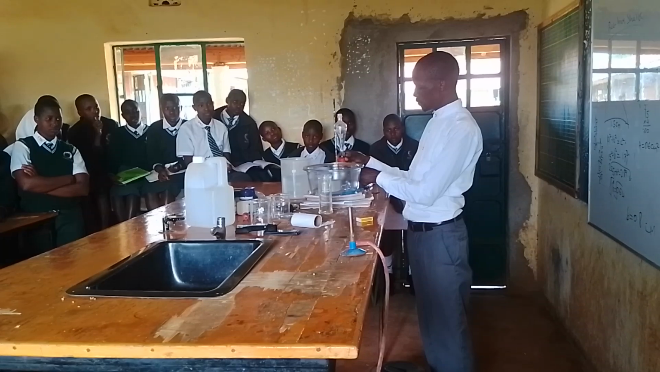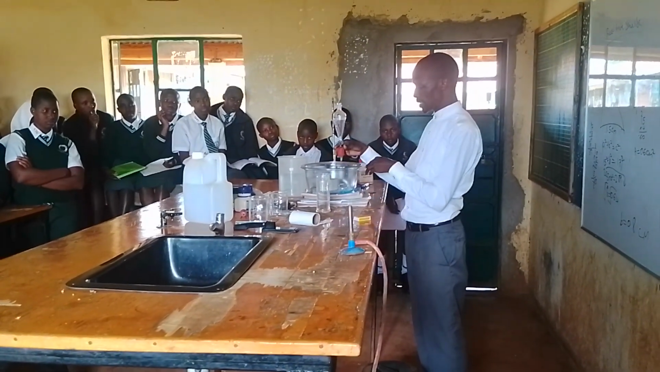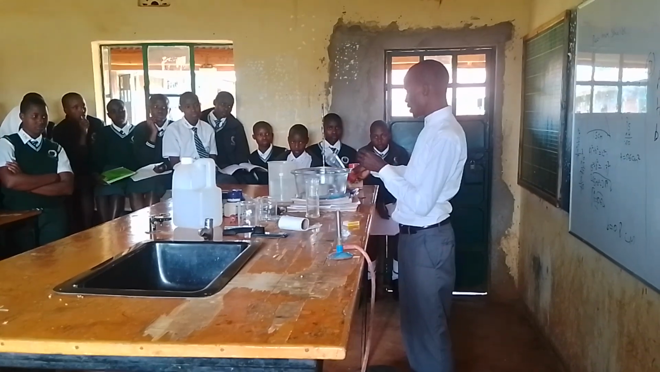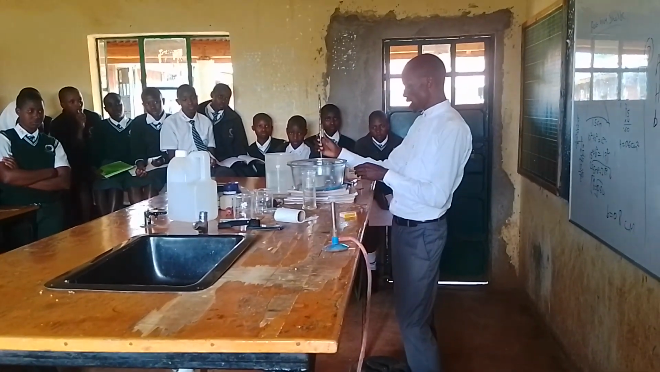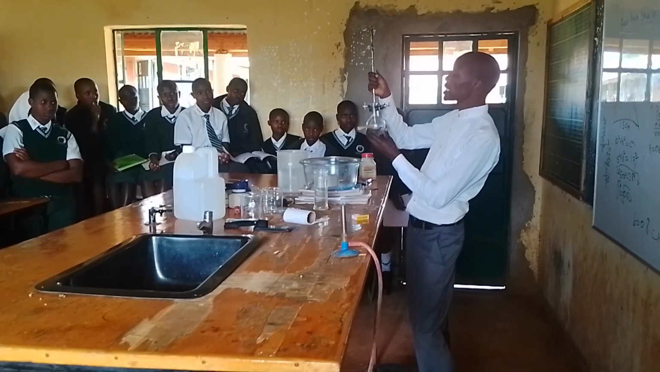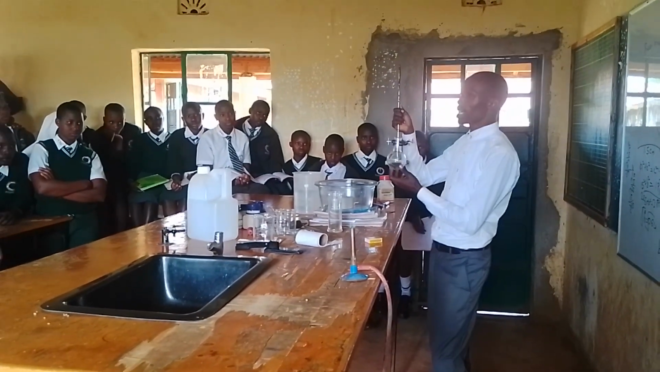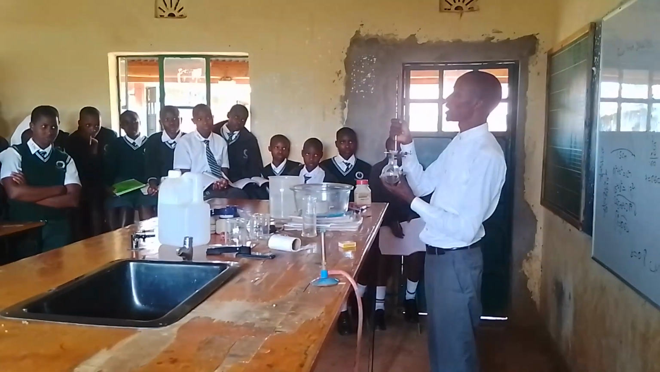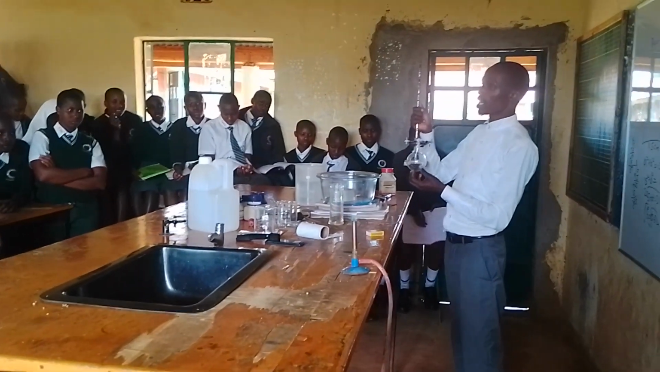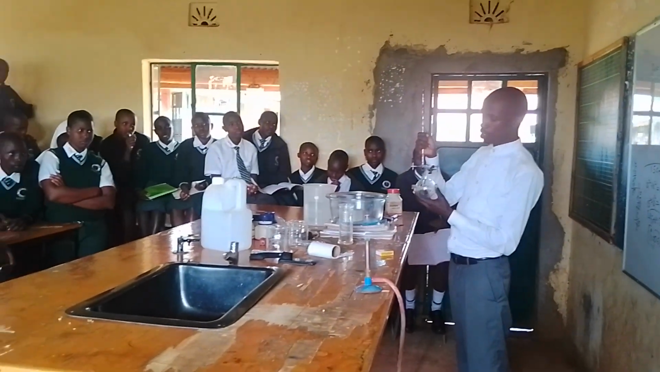So here we have a dropping funnel, which we will be using. We will place our substances here. And with me on this other side, we have our round bottom flask, which we will begin by dealing with. We will place our manganese IV oxide. We agree that manganese IV oxide, that's what? It is a catalyst. What is the role of a catalyst?